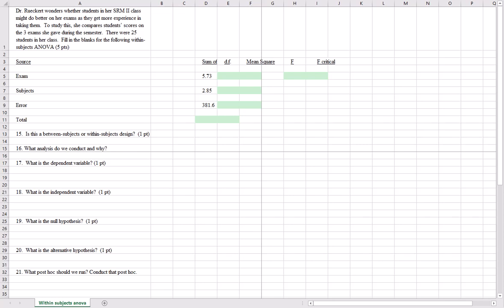All right, let's start with our within subjects ANOVA. Within subjects ANOVA is denoted by everybody belonging to every single group. Let's take a read at this.